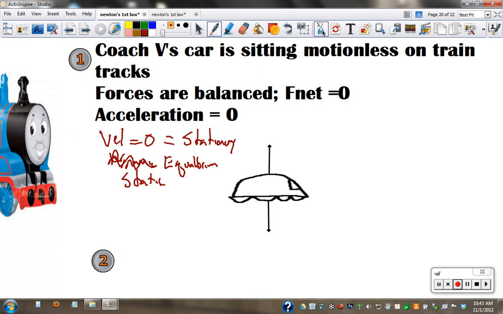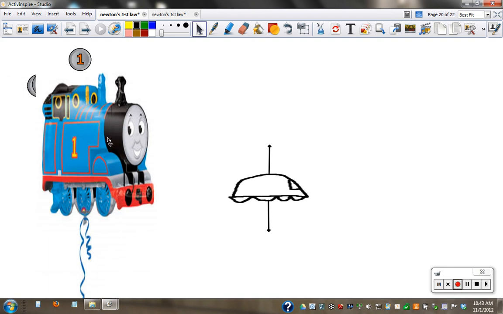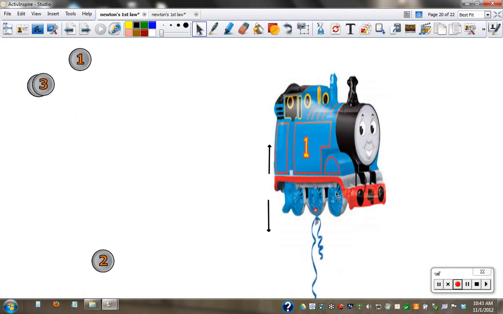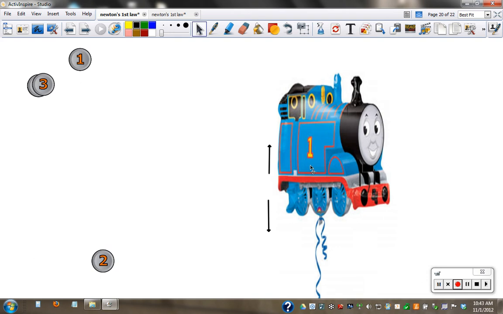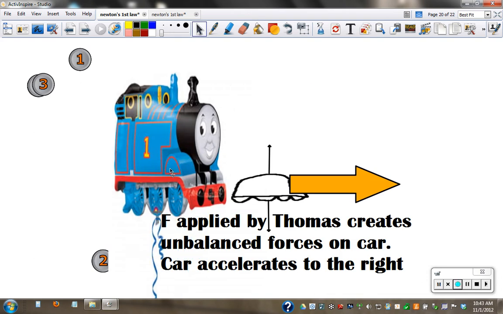And then guess what's going to happen? Here comes the train. Oh my gosh, I'm dead. Okay, part two. Force applied by Thomas the Train creates unbalanced force on car. Car accelerates to the right. The car doesn't have enough mass to resist the train's force. If the car were way bigger than the train, maybe the train stops, just as if it were to hit a wall. But the car is too small, so the force from the train accelerates it to the right.